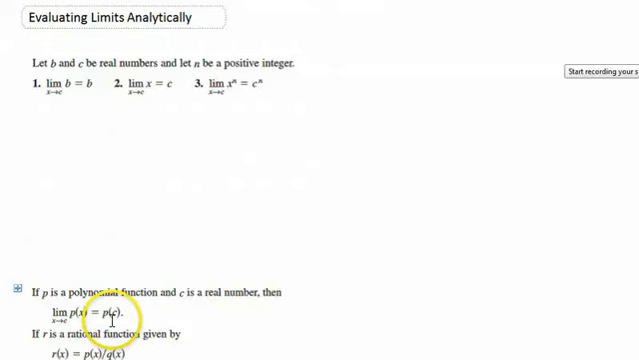Okay, so you should have a basic idea of about what a limit is, and now we're going to learn some techniques for evaluating limits analytically. And we've got three really helpful rules here.